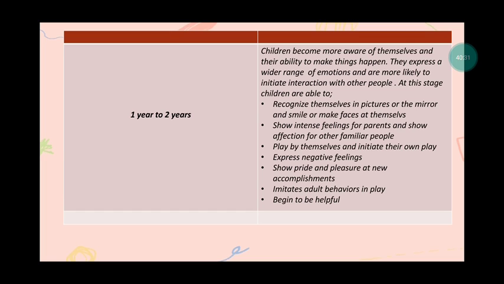Next is expressing negative feelings. They can now express that they are angry or upset. Then they show pride and pleasure in new accomplishments. They imitate adult behaviors in play. They begin to be helpful, so this is where children start to become helpful.